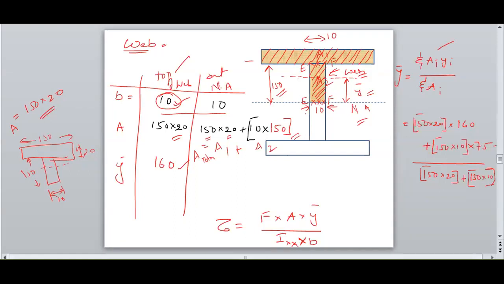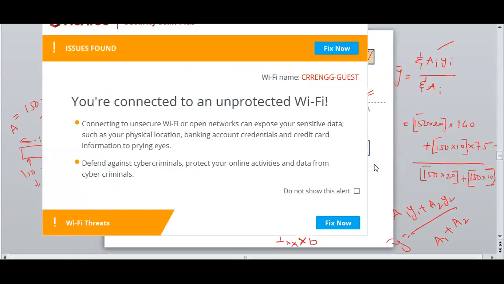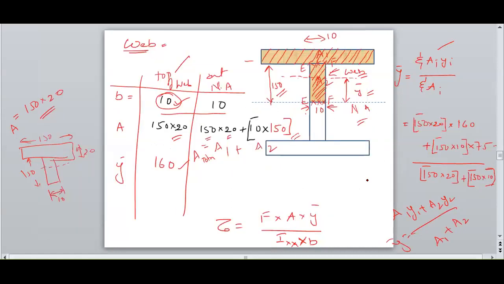Y bar is equal to A1 Y1 plus A2 Y2, divided by A1 plus A2. That is the Y bar equation for this T cross section.